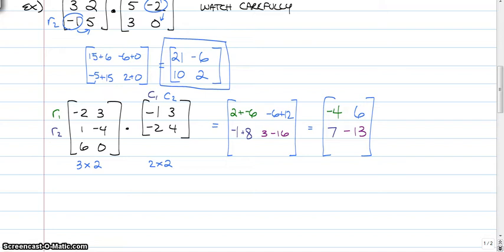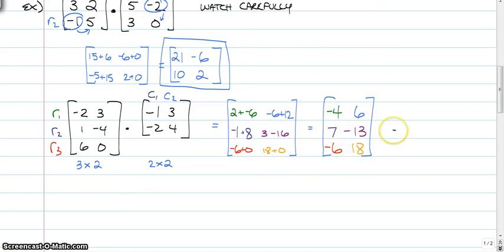Last row. So row 3, column 1. We start with 6 times the -1, which is -6. Jump over, jump down. 0 times the -2 is 0. So we get -6. And the last one, row 3, column 2. 6 times 3 is 18. Jump over, jump down. 0 times 4 is 0.